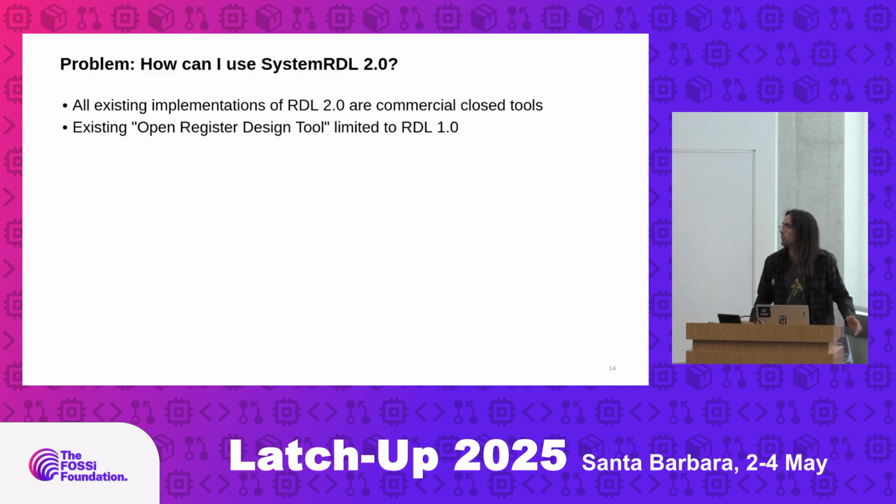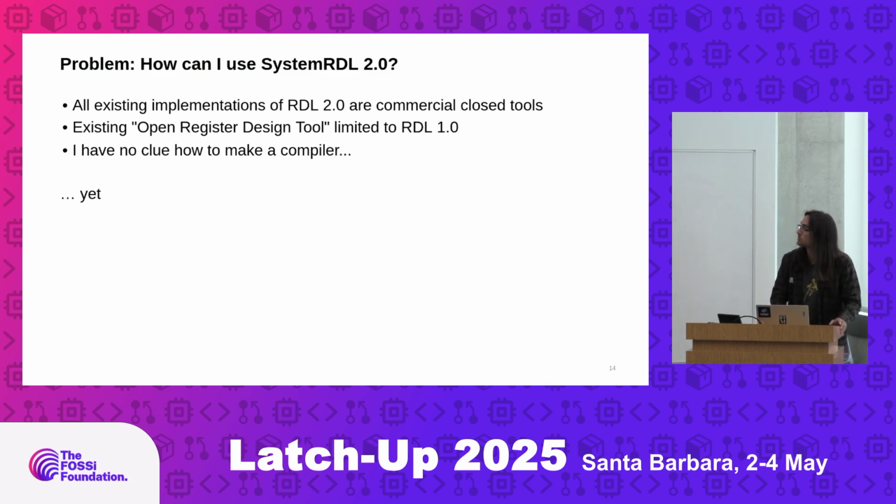But we have a little bit of a problem. SystemRDL 2.0 came out around 2018, and that's around when I kind of started getting interested in it. At the time, all the existing implementations of RDL2 were closed source. There was an existing open register design tool by Juniper that is really neat, limited to 1.0. Useful, but not what I was looking for. And then the other problem is I have no clue how to make a compiler. So cool. OK, yet.